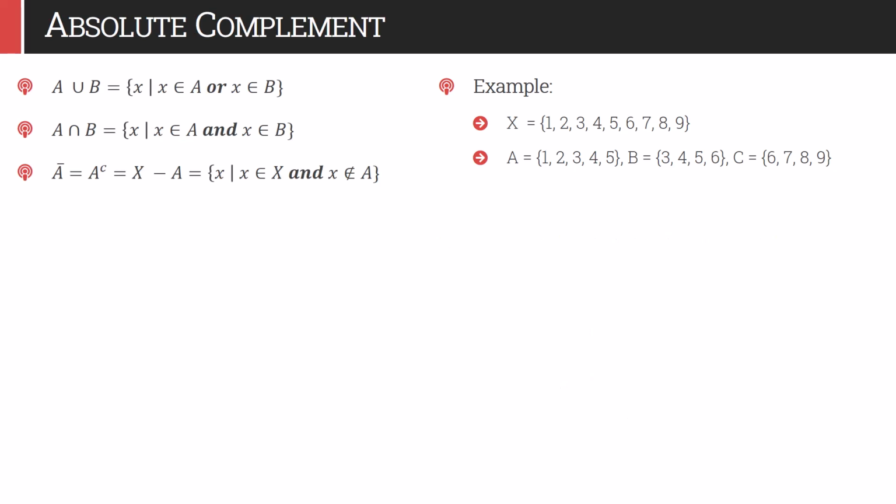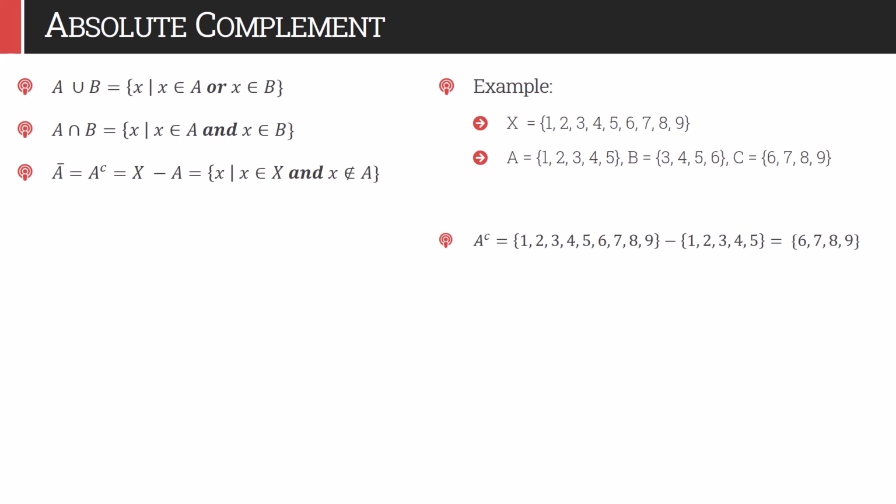A bar or A dash or A complement is also known as an absolute complement because we are complementing the set with respect to the universe. That is given by X minus A. It is the collection of all the elements X such that X is a member of X and it is not present in A. So we have to remove all the elements of A from X. That will give us the complement of A.